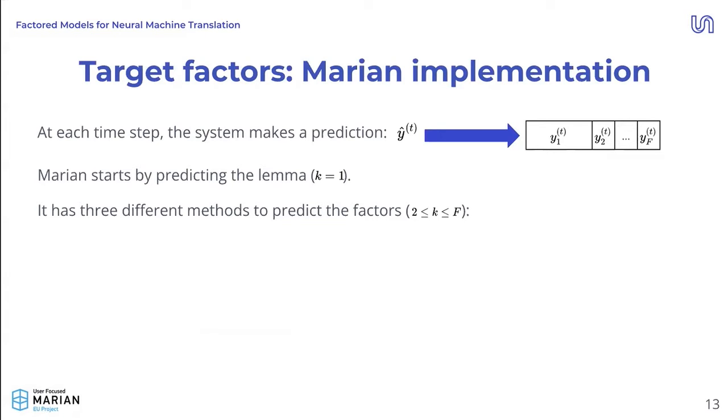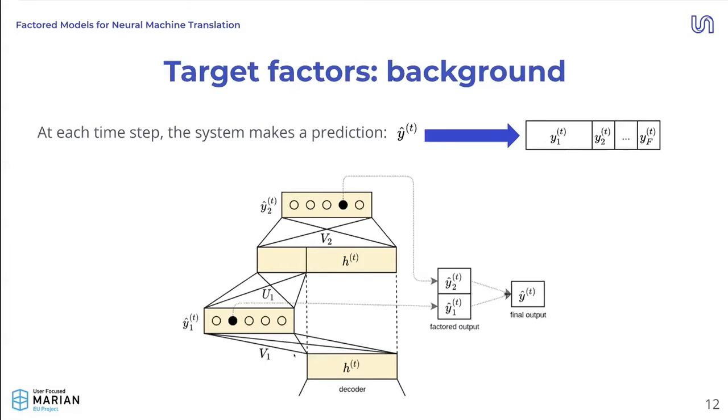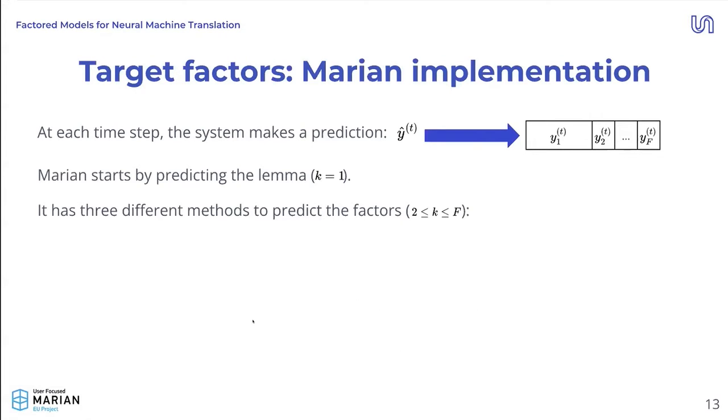And how does Marian actually predict the factors? Marian has in fact 3 different methods. It always starts by predicting the lemma, as I explained here. So the first step is the same for all the 3 methods that I will present. The difference is how Marian makes the factor dependent on the lemma. The first one implemented there is something similar to a transformer layer, where you basically use the lemma and the factors to populate the queries, keys and values, and you use the attention matrices of a typical transformer decoder layer to also output the factors.